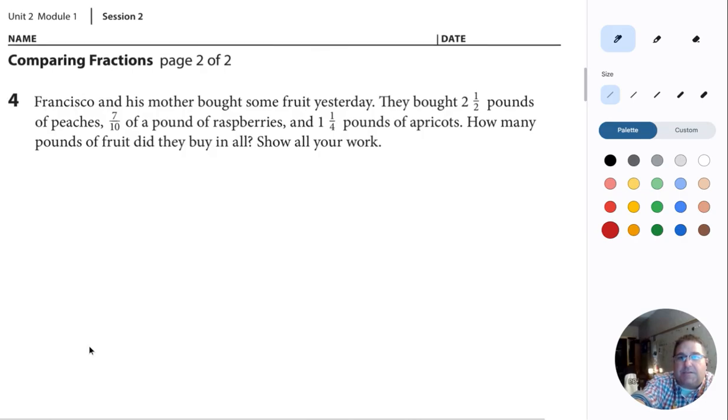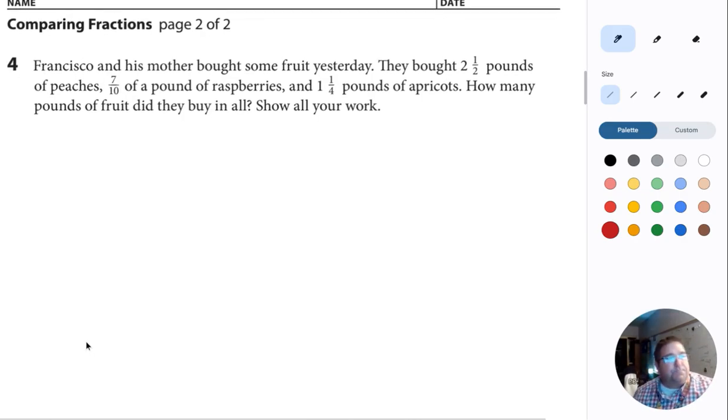Okay, Francisco and his mother bought some fruit yesterday. They bought 2.5 pounds of peaches, 7/10 pounds of raspberries, and 1 1/4 pounds of apricots. How many pounds of fruit did they buy in all? So let's start by writing out our problem. We've got 2.5 plus 7/10 plus 1 1/4.